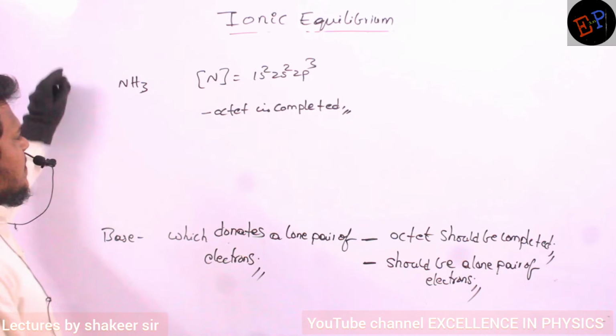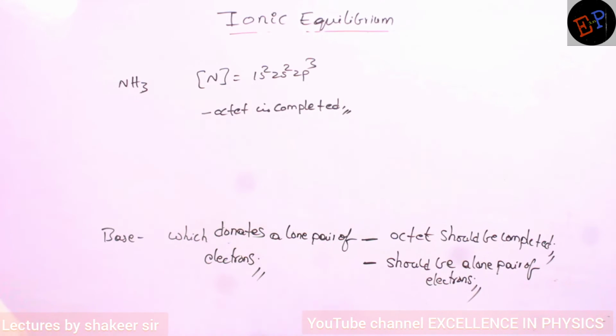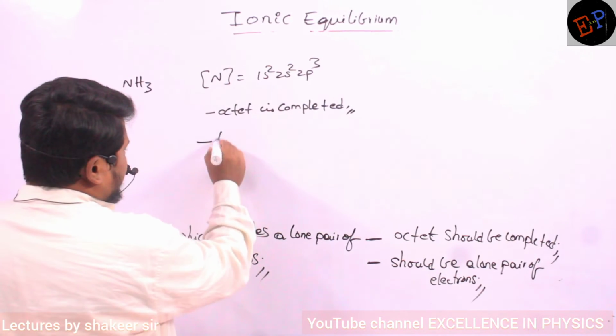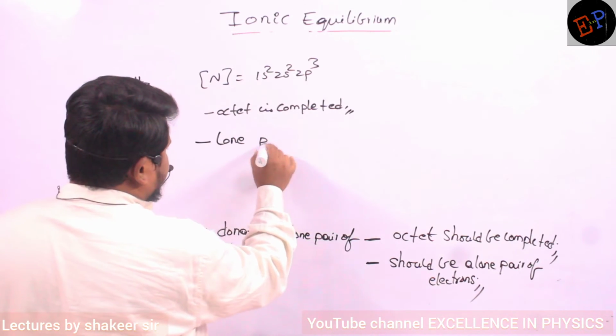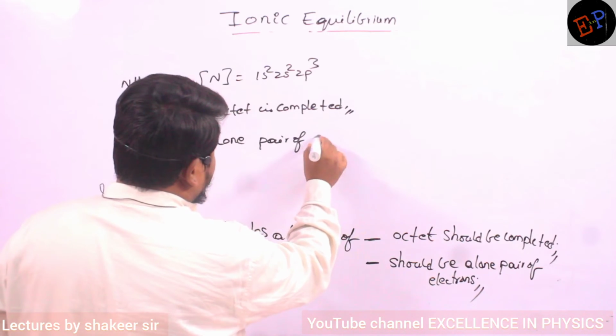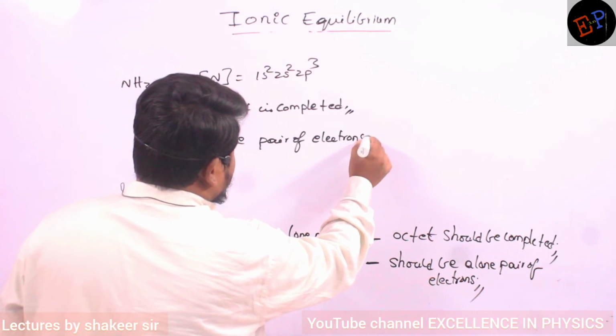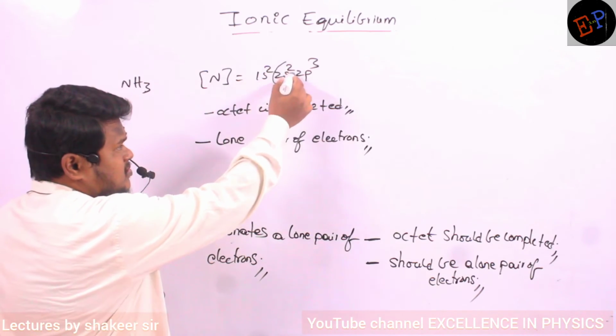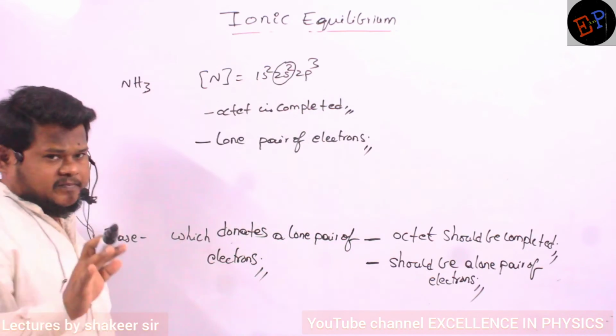Octet is completed. And is there any lone pair of electrons or not? Is a lone pair of electrons present or not? Yes, so this is the lone pair of electrons. Definitely they are present in the outermost orbital.